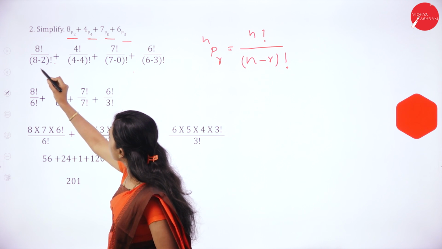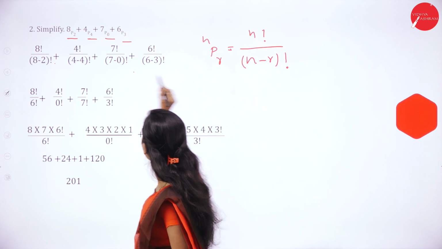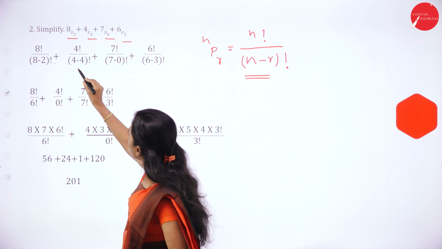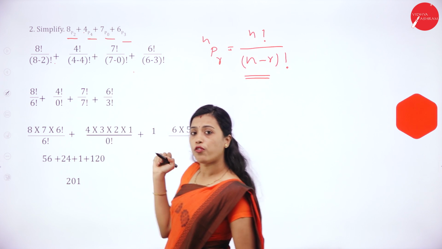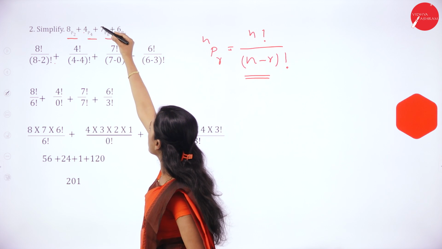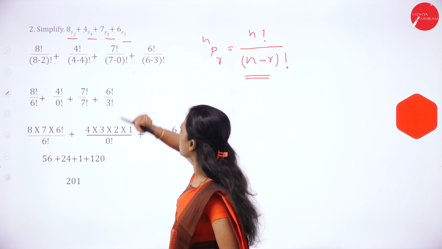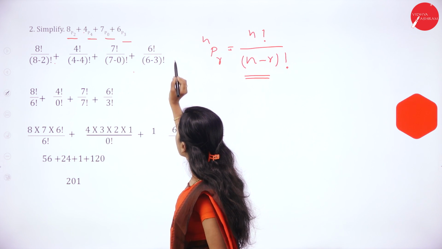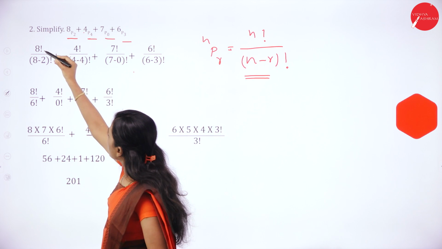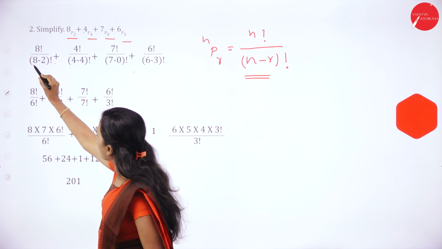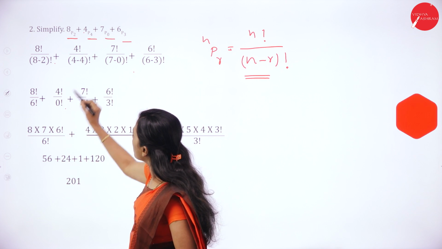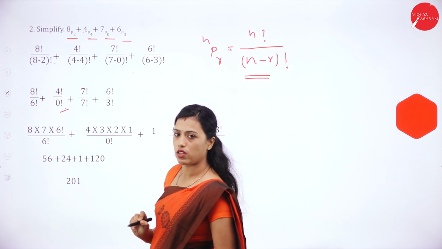Substitute this formula: 8 factorial divided by 8 minus 2 factorial. Then 4 factorial divided by 4 minus 4 factorial. Then 7 factorial divided by 7 minus 0 factorial. 6 factorial divided by 6 minus 3 factorial. So 8 factorial divided by 8 minus 2 is 6 factorial. 4 factorial divided by 4 minus 4 is 0 factorial.